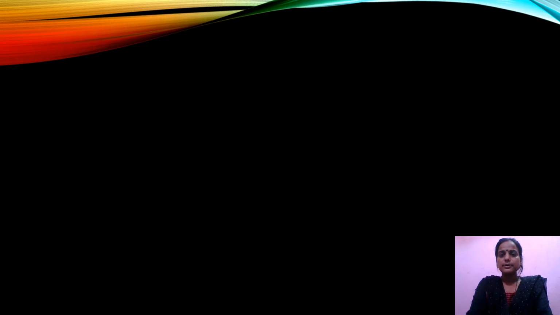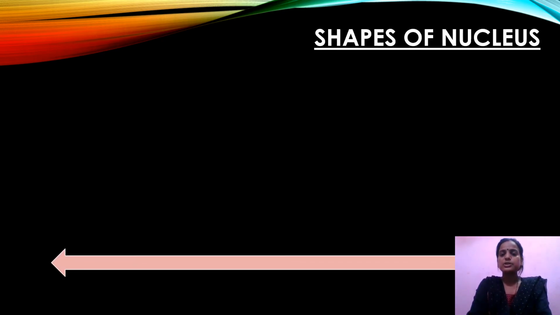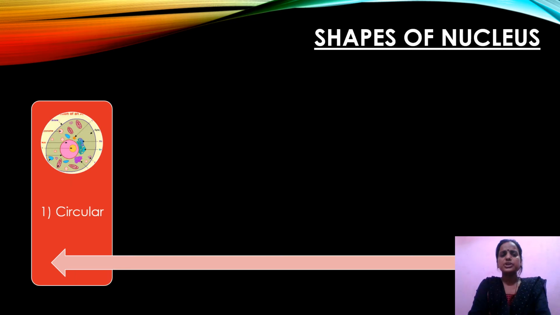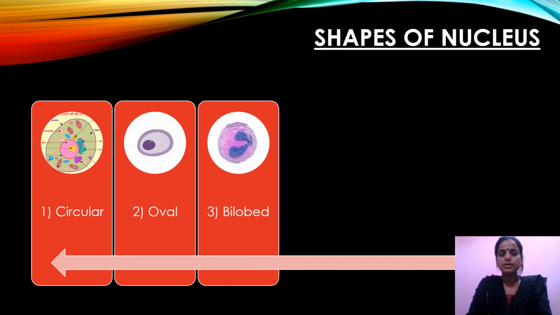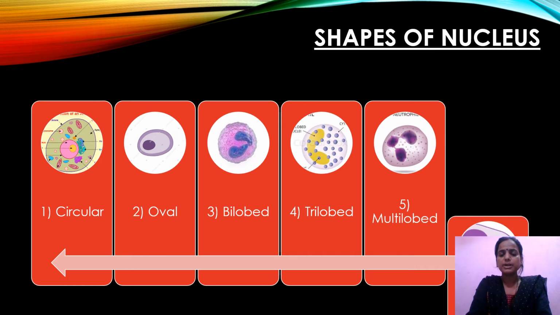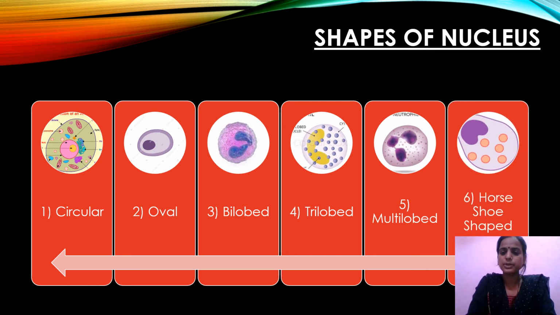So students, next we'll be talking about the shapes of the nucleus. The most common shape of the nucleus is circular, but there are some different shapes also: oval, bilobed, trilobed, multilobed and horseshoe shaped nucleus. A circular nucleus is basically observed in animal cells and plant cells. If you go through different blood cells, you will find all these different shapes of the nucleus. Okay, moving on.